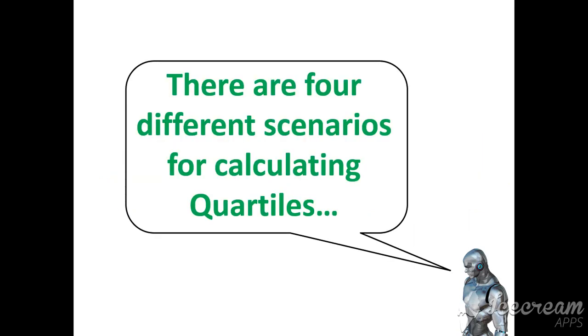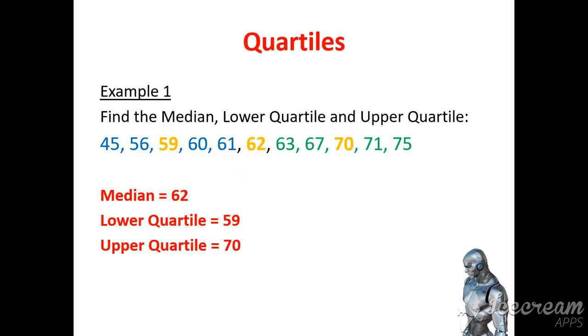All right, well, there are 4 different scenarios for calculating quartiles. We looked at 2 of them in the last video. Now we're going to start looking at the next 2. Before we do that, let's just quickly remind you about example 1. We counted into the middle and found the middle number was 62. Then we looked at the bottom group and counted in to get a lower quartile of 59. And in the top group, we counted in to get an upper quartile of 70, right? That's example 1. That was pretty easy.